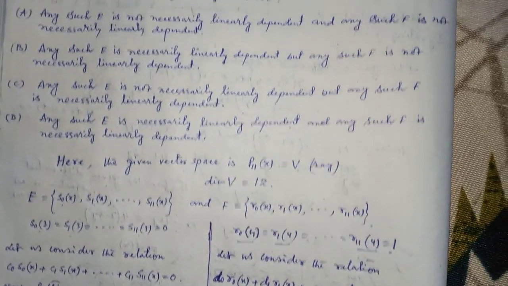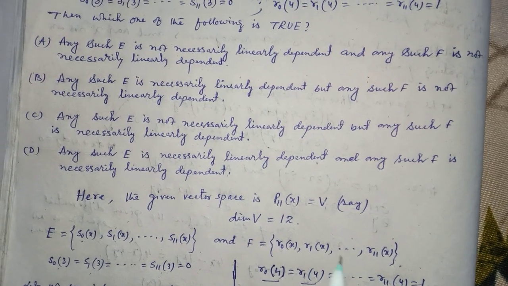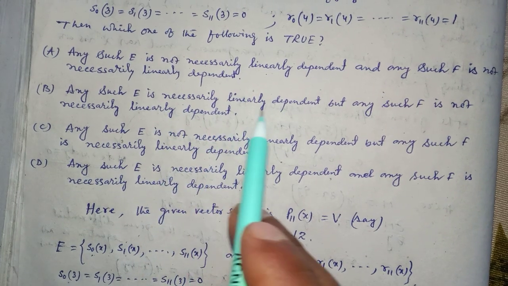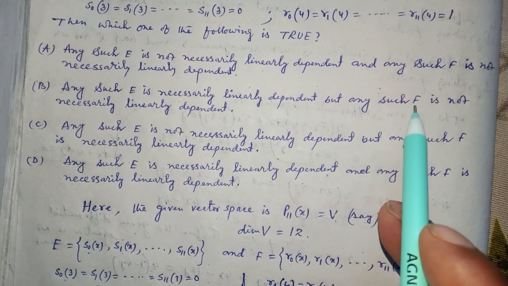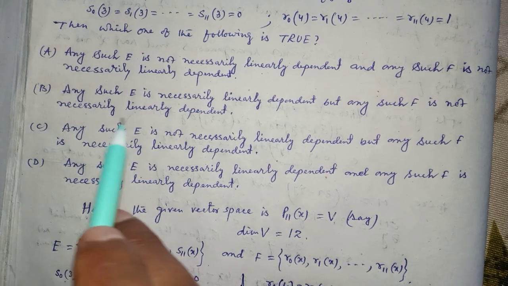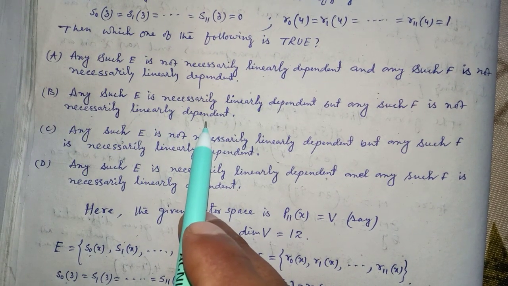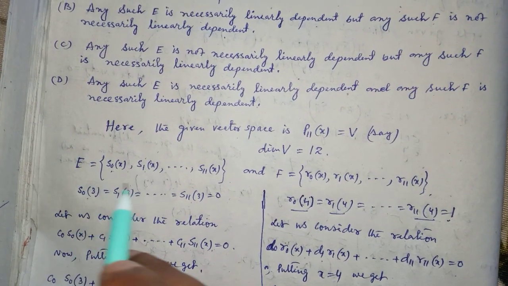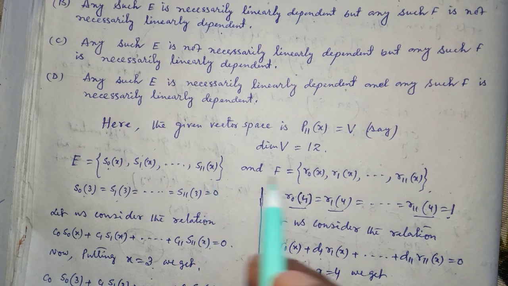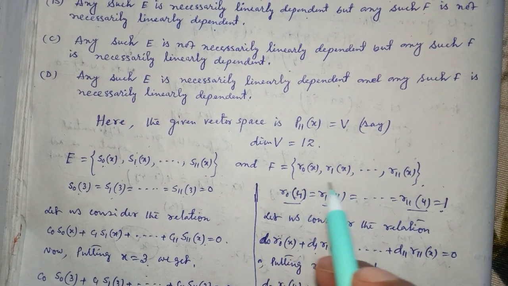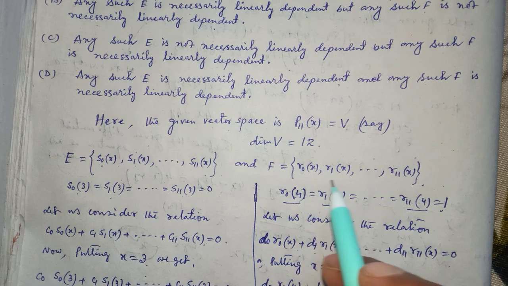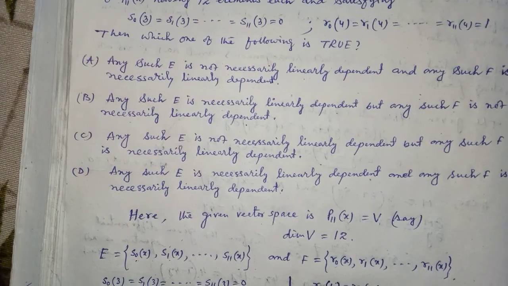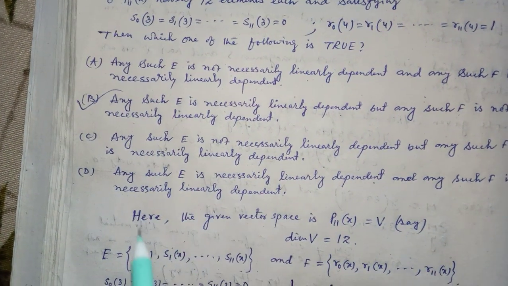Therefore, in option B, any such E is necessarily linearly dependent, but any such F is not necessarily linearly dependent. We see that the set E is linearly dependent and the set F is not linearly dependent. So option B is true. Thank you.